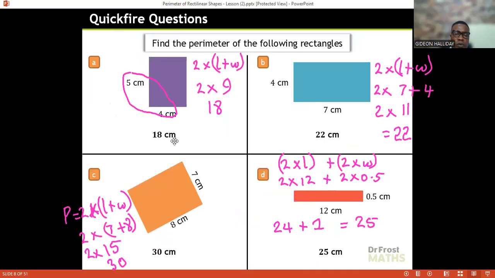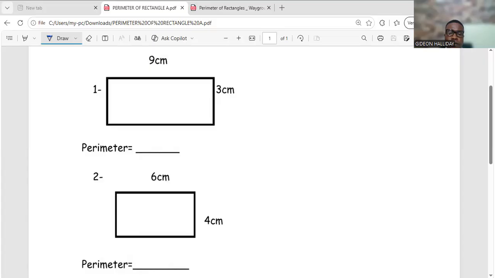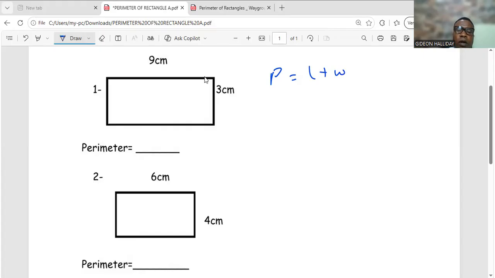All right, let's have some more tasks. I'm going to stop sharing this. And let's go here. Let's have some more. Okay, so we have this. Remember, the perimeter is 2 times L plus W. See? Forgot that, right?